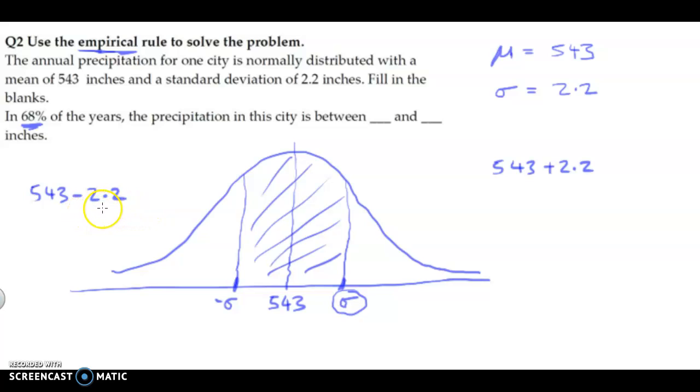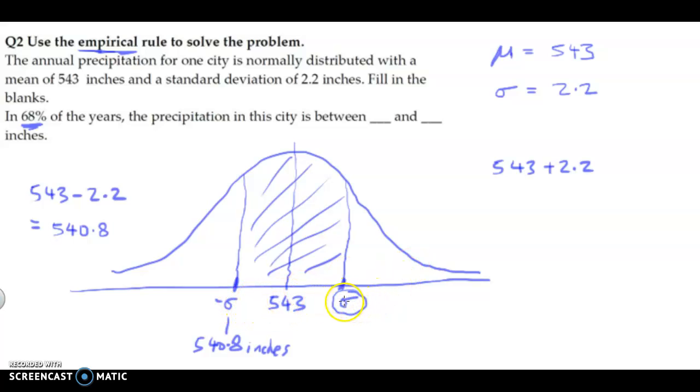So 543, take away 2.2. What does that give us? 540.8. Is that right? 540.8 plus 2 would be 542.8, and the 2, yeah. So that's going to be 540.8 inches. That's the level of rainfall which is 1 standard deviation below the mean rainfall.